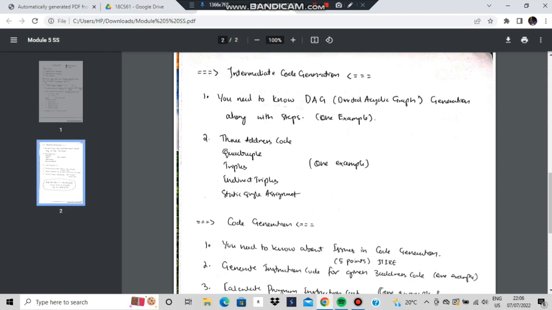Then we have the second part, which is three address code, quadruples, triples, indirect triples, and static single assignment. The last one is the least repeated one, so the important ones are the first four. We'll be discussing an example and seeing how to write each of these.